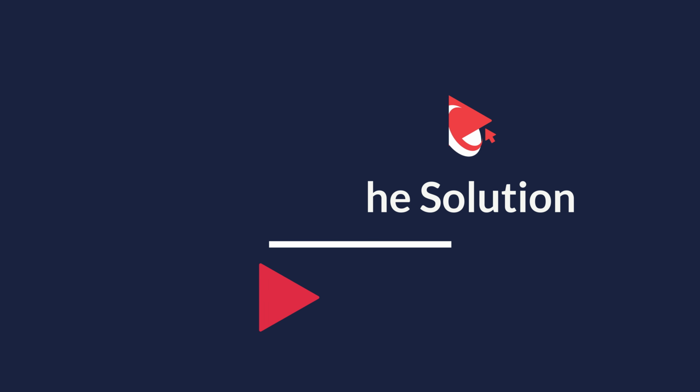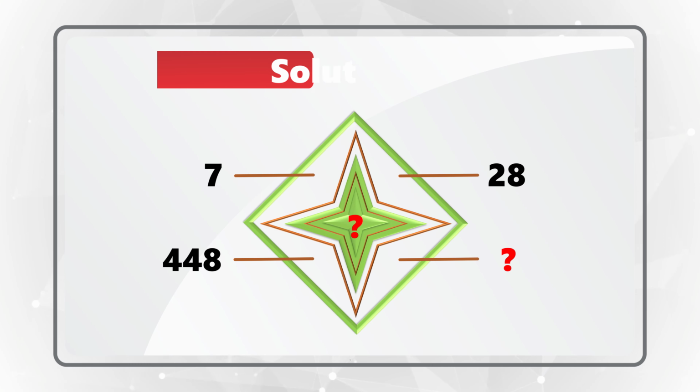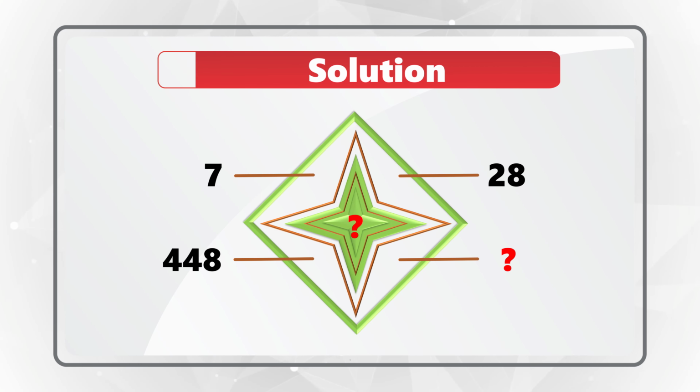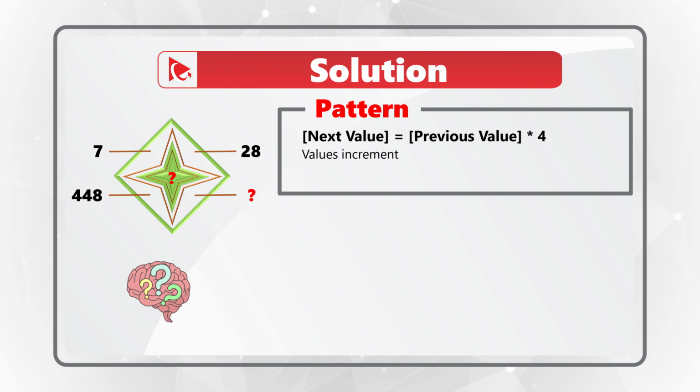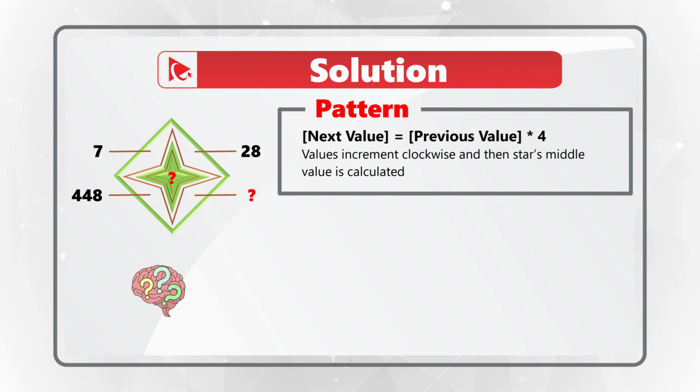If the problem seems very unusual to you, the process of solving it is very typical. You need to look for patterns. And the pattern here is that the next value is calculated as the previous value multiplied by 4. Values increment clockwise starting at 11 o'clock, and the missing value in the middle of the star is calculated last.